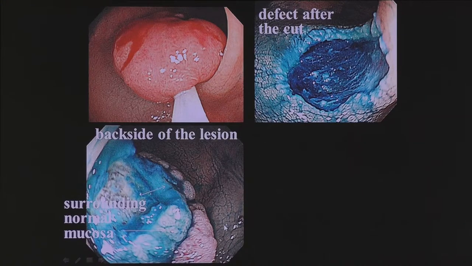It is important to resect not only the lesion, but you should include the normal mucosa surrounding the lesion.